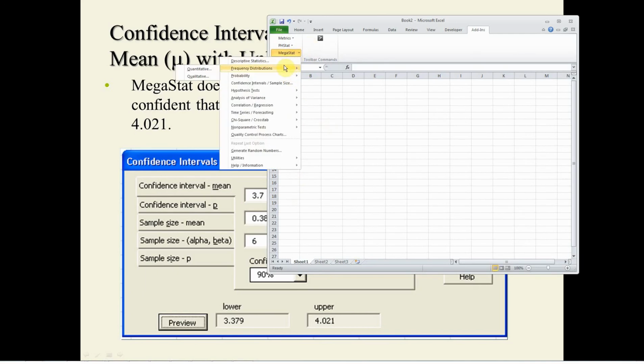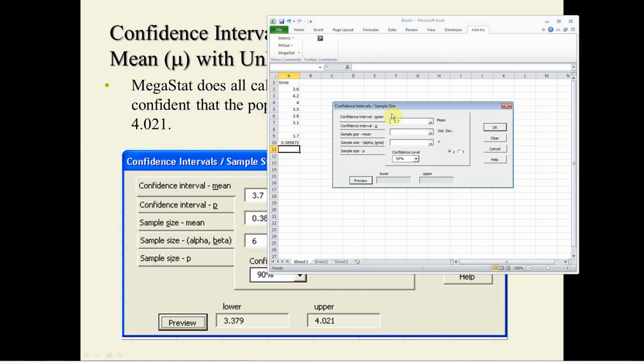And now let's go to Megastat, confidence intervals, 3.7, standard deviation of 0.389872. Sample size is 1, 2, 3, 4, 5, 6. And I want my confidence level to be 95%. Now, you see it says Z or T. Whether I choose the z-test or the t-test depends on the distribution I'm willing to assume. The z-test is if I know the standard deviation and I want to estimate the unknown mean. The t-test is if I have an unknown standard deviation and an unknown mean, which is our case too. So in that case I'll do a preview and you'll see I get an estimate of 3.291 and 4.109.